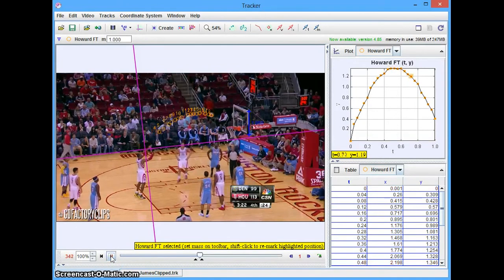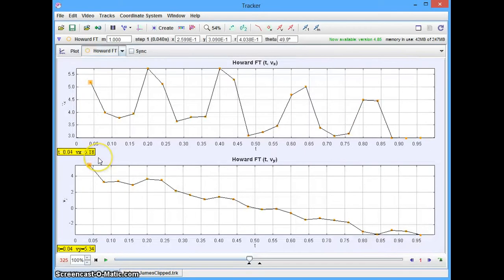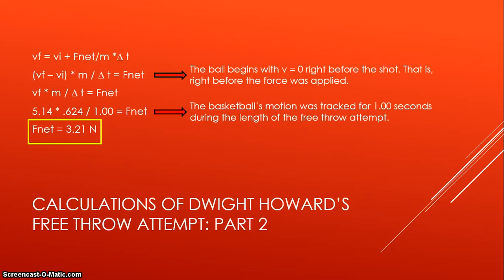As seen in Tracker, Howard's free throw reaches a max height of 1.35 meters above release during a time interval of exactly 1 second. The initial velocities in both the x and y directions are shown here. These velocities were again used as initial conditions in the VPython model. Likewise, the energy principle was used to calculate that Dwight Howard shoots his free throws with an initial velocity of 5.14 meters per second. This velocity was used to calculate that his free throws are shot with a net force of 3.21 newtons upon release via Newton's second law.